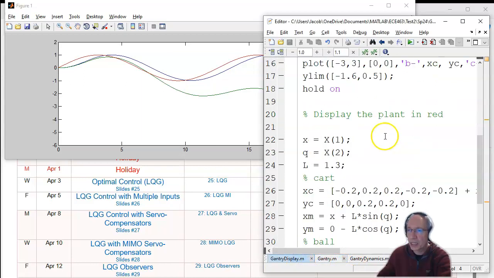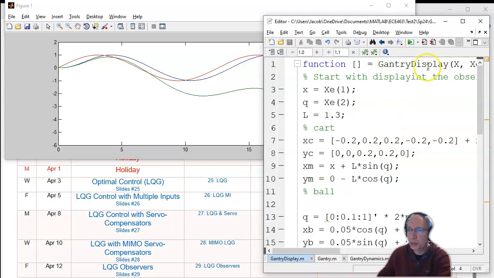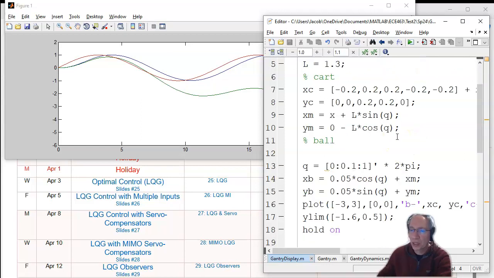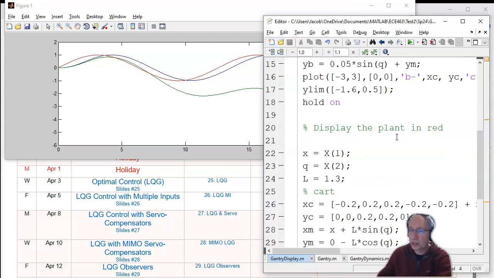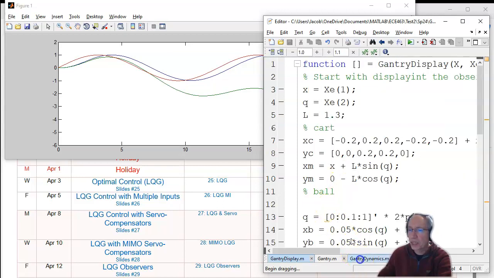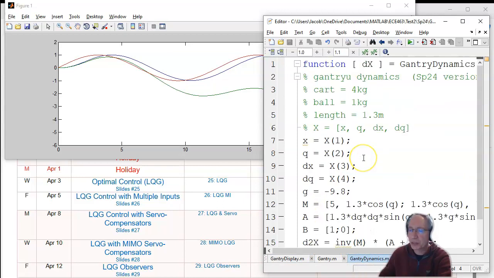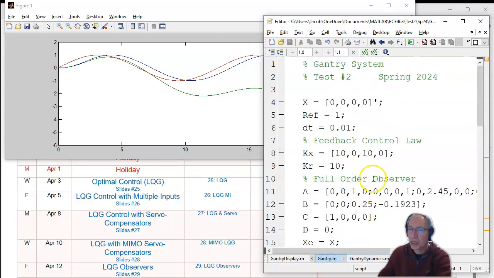The gantry display is the same as the previous display routine, but it has 2 inputs, one for the plant, one for the observer, and it draws the picture twice. A light blue one is for the observer, the red one is for the plant. Gantry dynamics is the dynamics for this semester. That has the cart with 4 kilograms, ball 1 kilogram, length 1.3 meters, and the main routine.